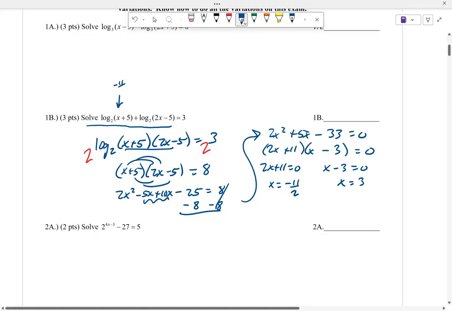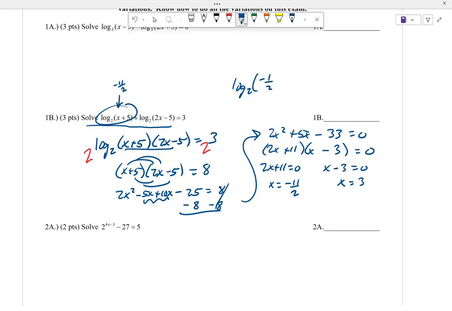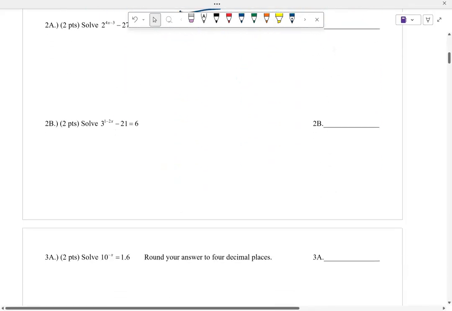If you notice, if you plug in negative 11 halves plus 5, well, negative 11 over 2 plus 10 over 2 is negative a half. So I have log base 2 of negative a half plus, I'm not even going to check the rest of it because I can't have a logarithm of a negative number. So I've got to throw that out. So I just have x equaling 3 would be the only one that would work on that one.